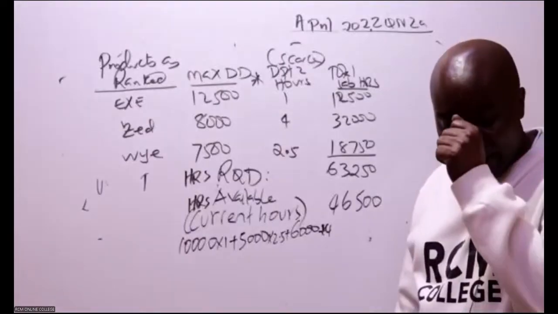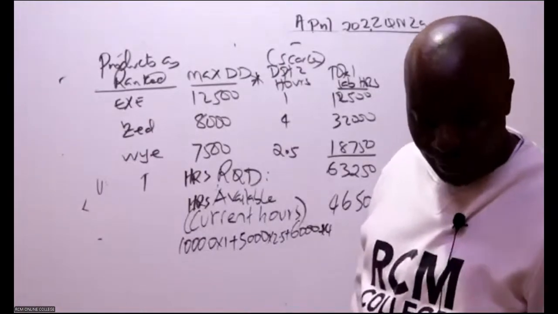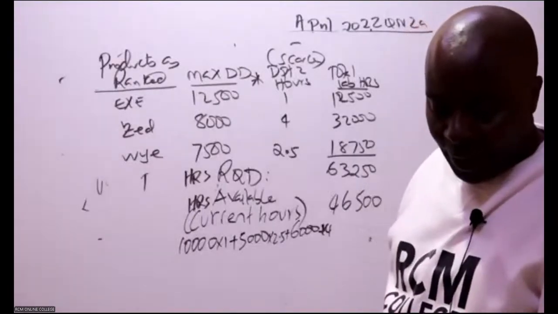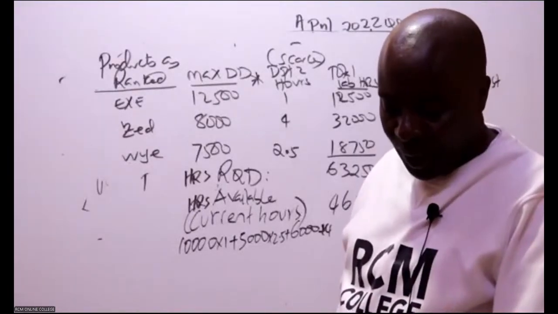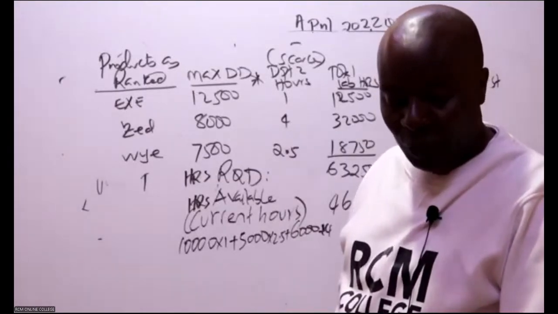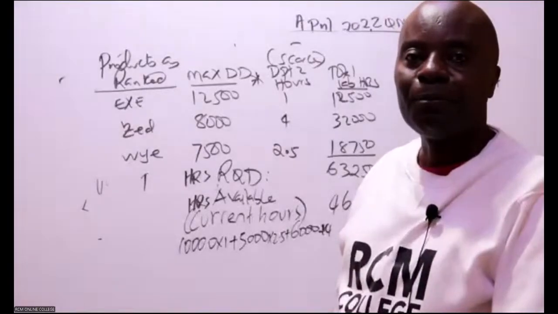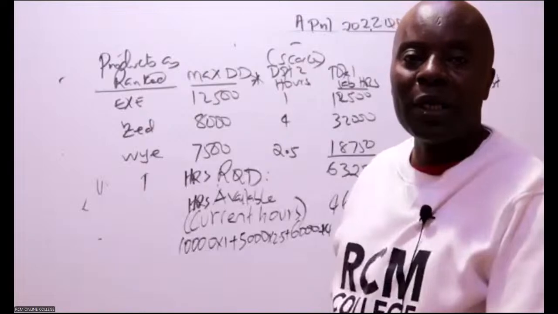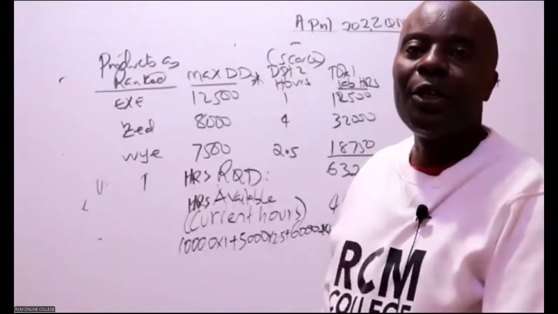Then they have told us in note number 2 what is expected of us. There is shortage of labor in Department 2, and it's not possible to increase labor input beyond the level currently utilized. So how many Department 2 labor hours do we currently use?